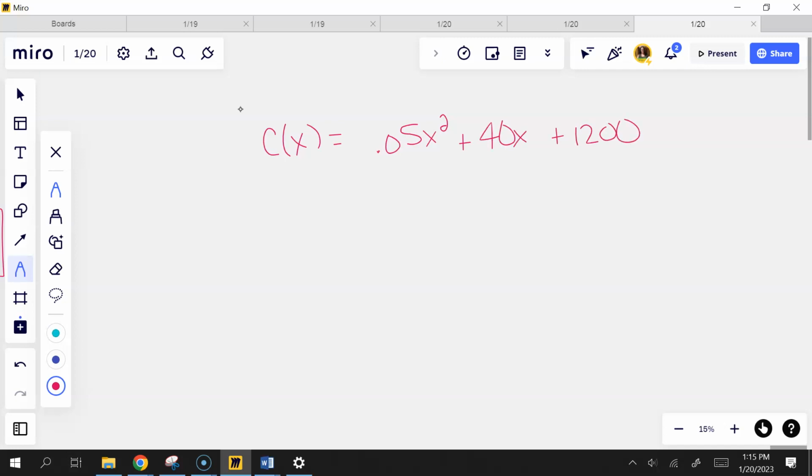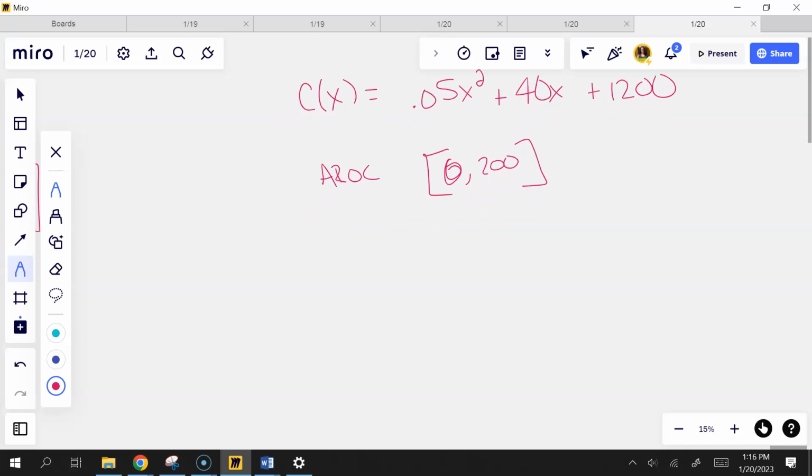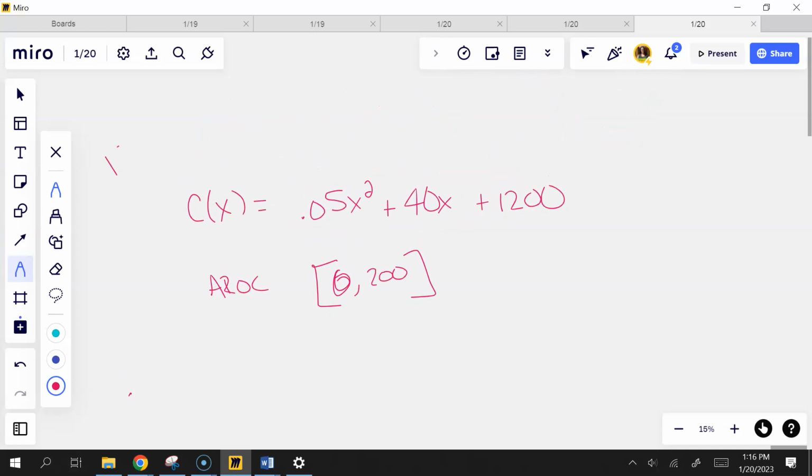This is 15. A company's total cost in dollars to manufacture x units is given by this equation. Find the average rate of change for the first 200 units. So all this is saying, 0 to 200. Now remember, this is just your x, right? It said the first 200 units. So from 0 to 200.